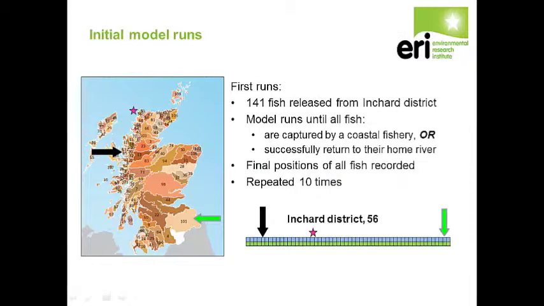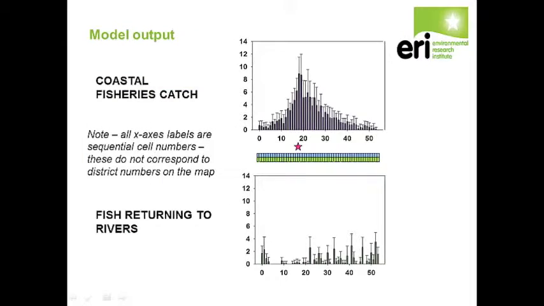So for the first runs, I put 141 fish just off the Inchard district, which is marked by a star here. The model runs until all fish are either captured in a coastal fishery or successfully returned to their home river. The model outputs the final positions of all fish, and then I repeated this 10 times. And this is what the output looks like.